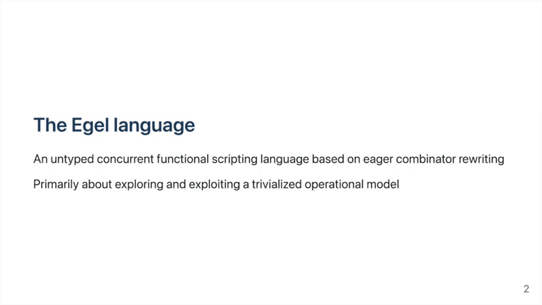The Egel language is an untyped concurrent functional scripting language based on eager combinator rewriting. But that's not all there is to it. What we really want to do is explore and exploit a trivialized semantics for a functional language, so most of this presentation will be on that topic.